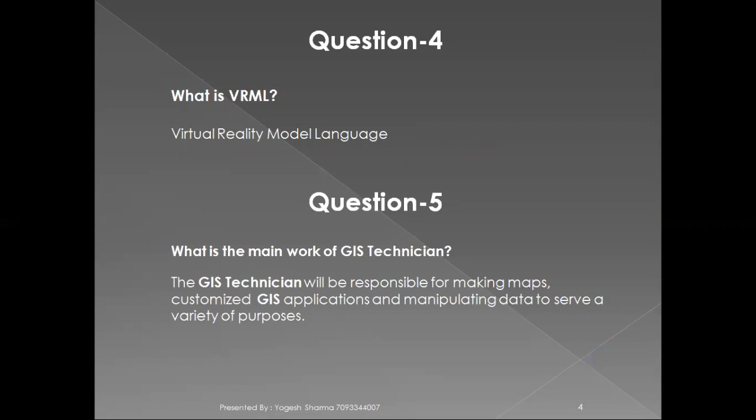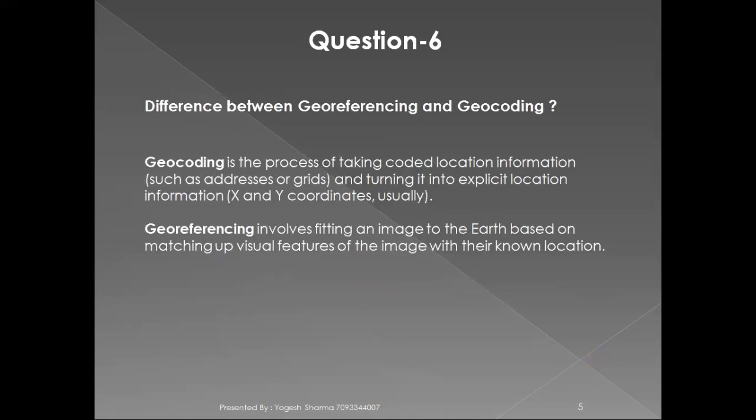What is VRML? Virtual Reality Modeling Language. What is the main work of a GIS technician? The GIS technician is responsible for making maps, customizing GIS applications, and manipulating data to serve a variety of purposes. What is the difference between georeferencing and geocoding?